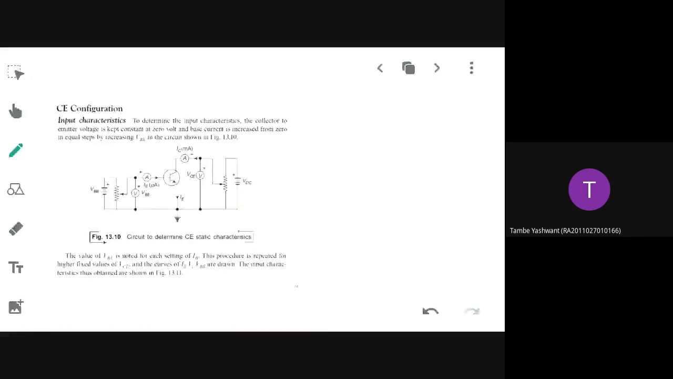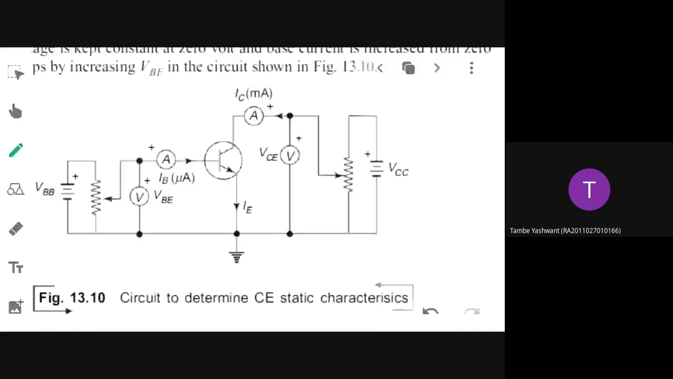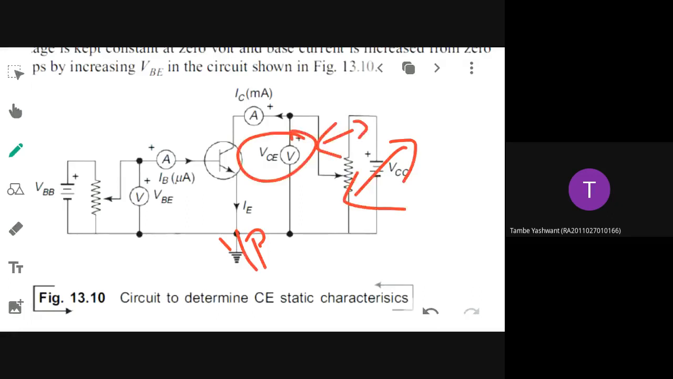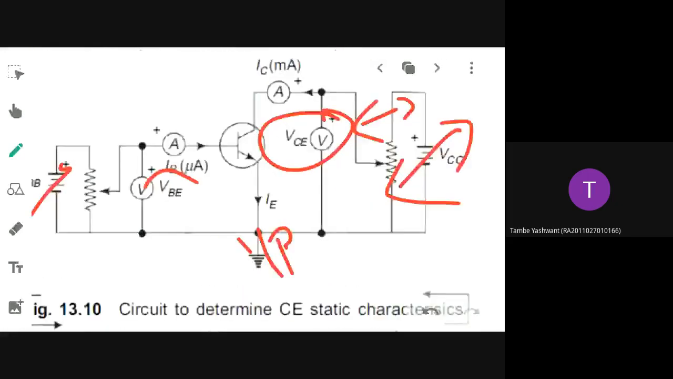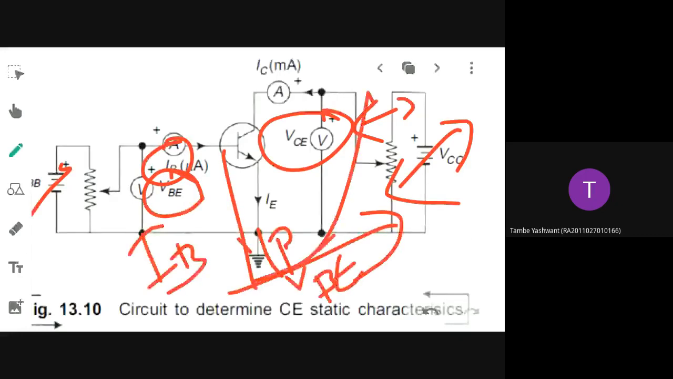Okay, if I want to draw the input characteristics, the output side parameter should be kept constant. So this should be kept constant. By saying so, you are keeping VCE constant. You are going to vary the input side parameter and make it variable. You observe VB and IB. So between VB and IB you are going to draw a graph. That characteristic will be called the input characteristics.